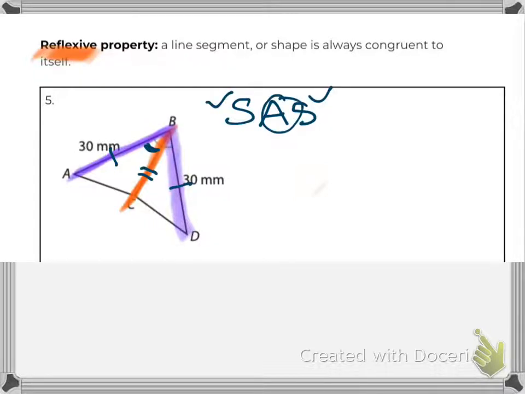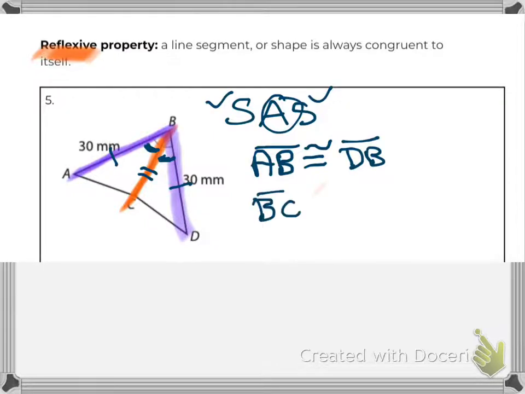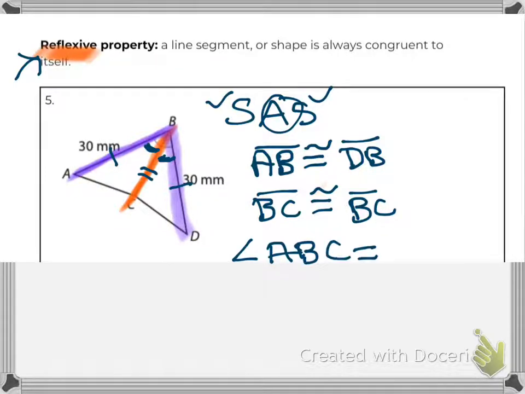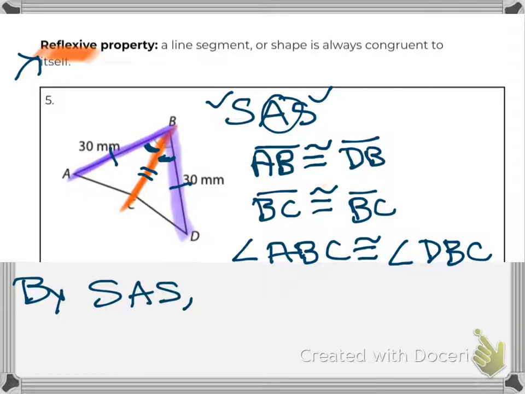So I've got one arc on this angle here at angle ABC. And then on my second triangle, here's my included angle. It's got one arc as well, which means they are congruent. So AB purple is given as congruent to DB. Then our orange side, BC, would be congruent to itself. That's where we use that reflexive property that I have here. And then we know that angle ABC, we have to use 3 letters because we have adjacent angles, be congruent to angle DBC. So by side angle side, the triangles are congruent.